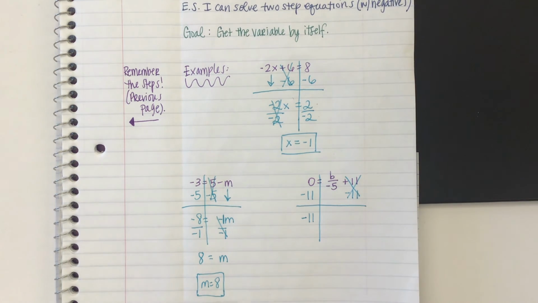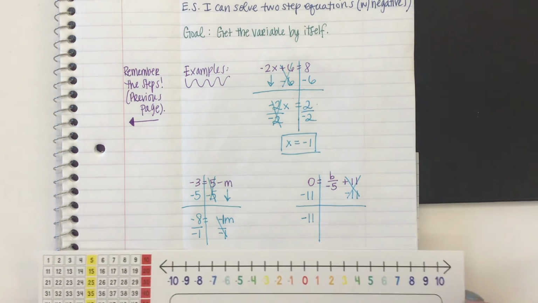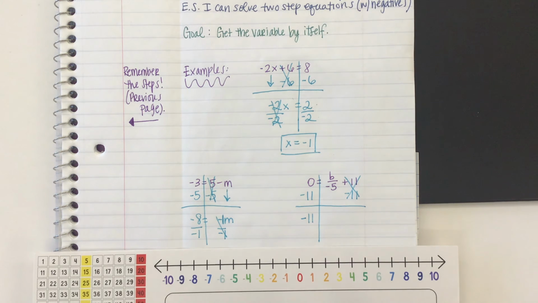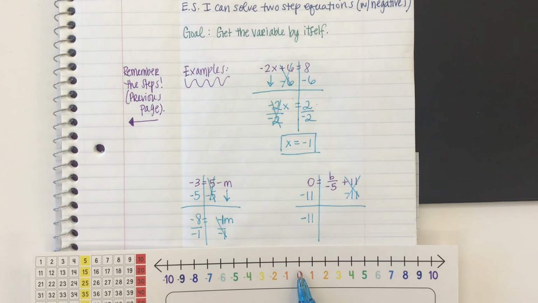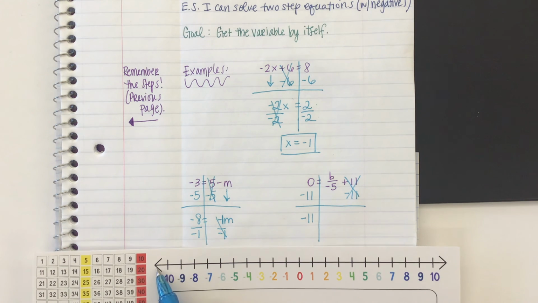Okay, again, if you had a number line, your starting point would be your first number, which is 0, and -11 means you go left 11, and you would go left, and our number line kind of ends at -10, but it would be right here at -11.